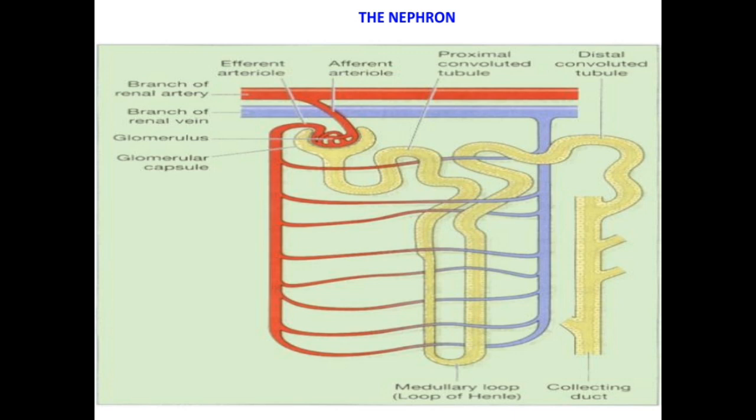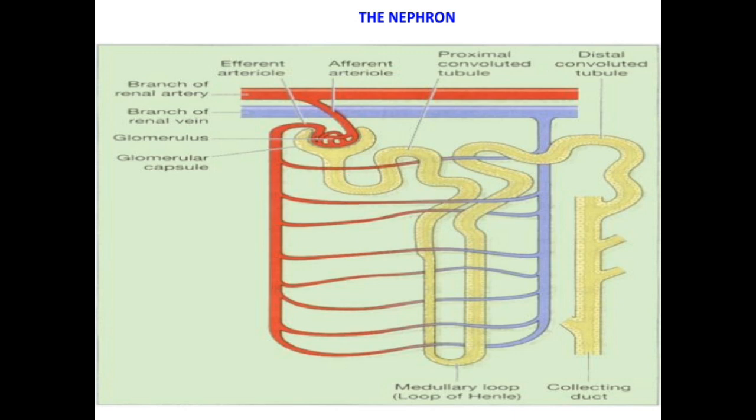Things like hydrogen, potassium, and urea, those ions will pass through. The rate at which things are being filtered through the glomerular capsule is what we call the glomerular filtration rate. So that's the first phase that we have in the process of urine formation.